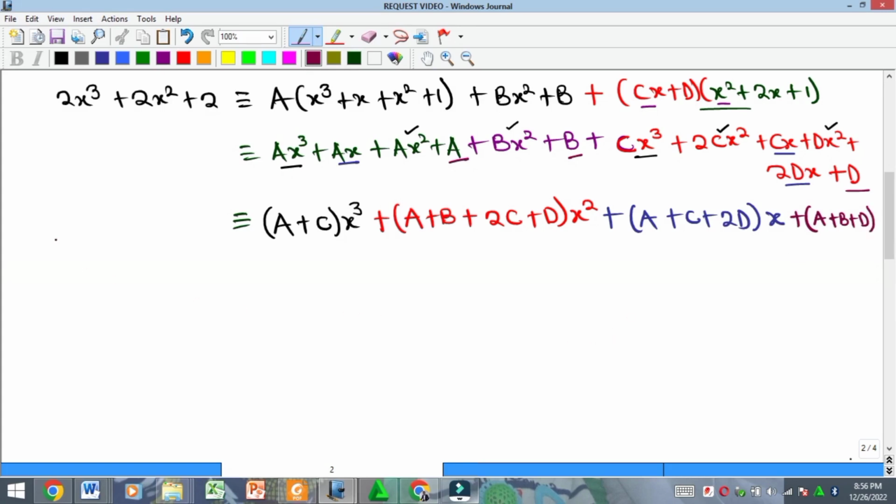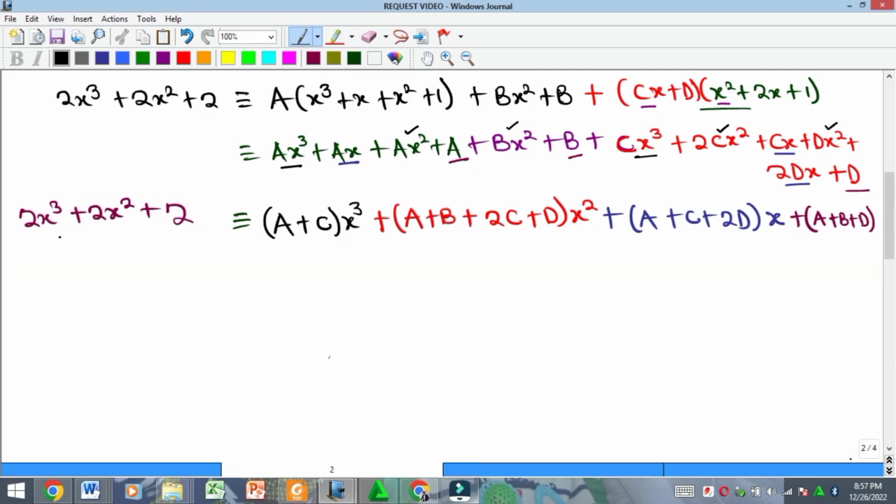Okay, so now remember, we are comparing it to what you have on the left hand side, which is 2x cubed plus 2x squared plus 2, right? So comparing both sides now, you remember that when we talked about the concept of equivalent polynomials, if two polynomials are equivalent, then their coefficients, the coefficient of corresponding variables must be equal.